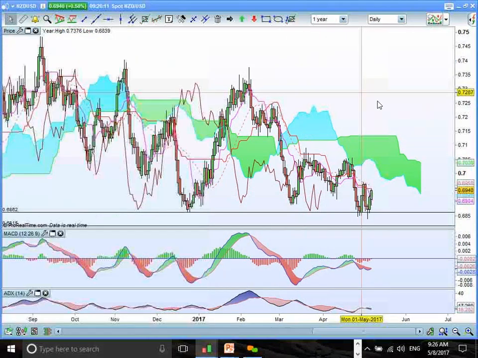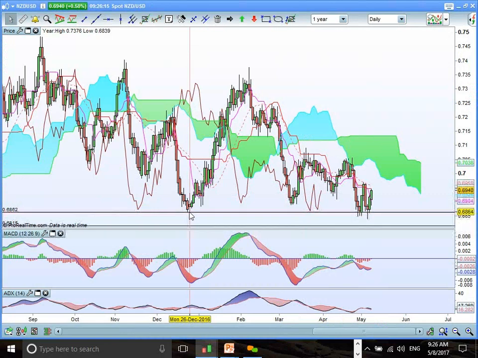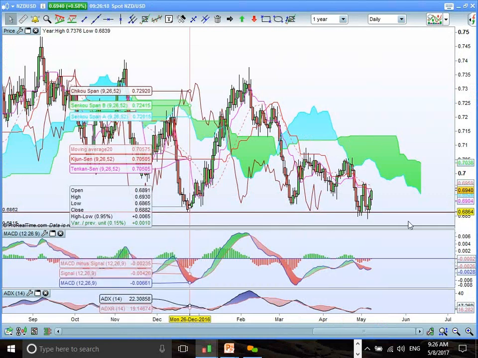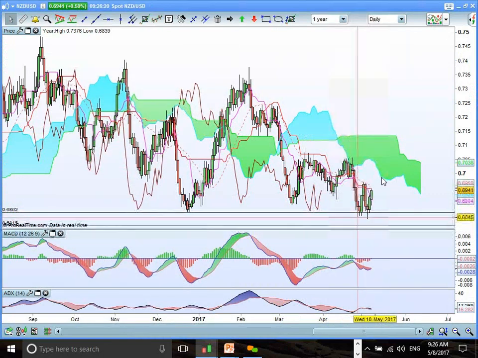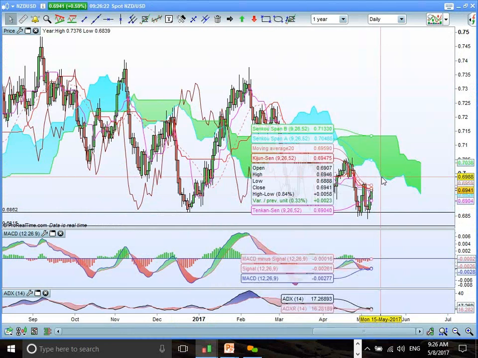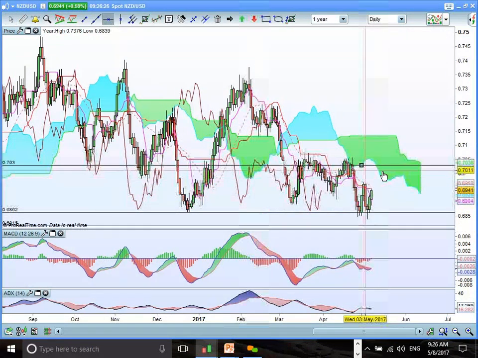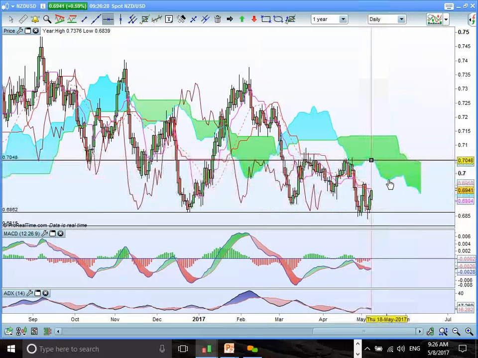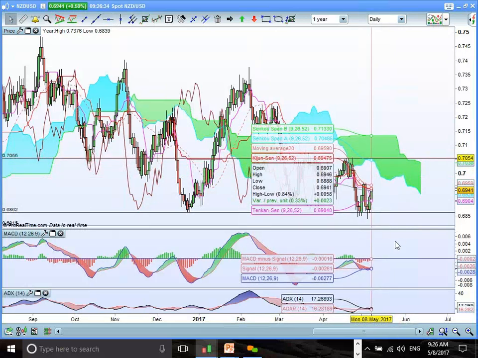New Zealand US dollar. Found support here at the old lows of December the 26th. It's now rebounding from that area with upside potential to the bottom end of the cloud here at 69.88. I would be watching that level very closely at first. These resistance zones here at the bottom end of the cloud are key areas to look out for.